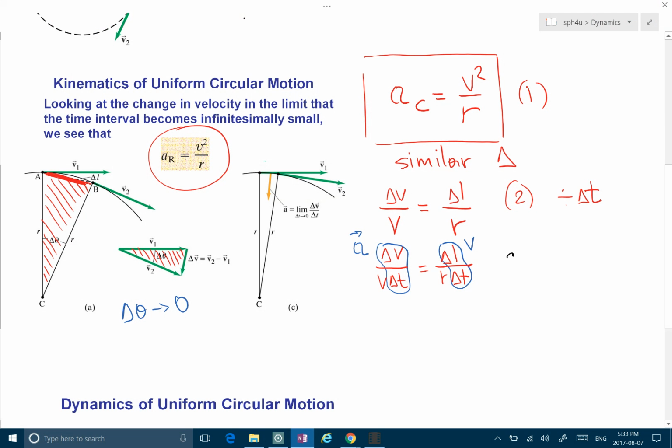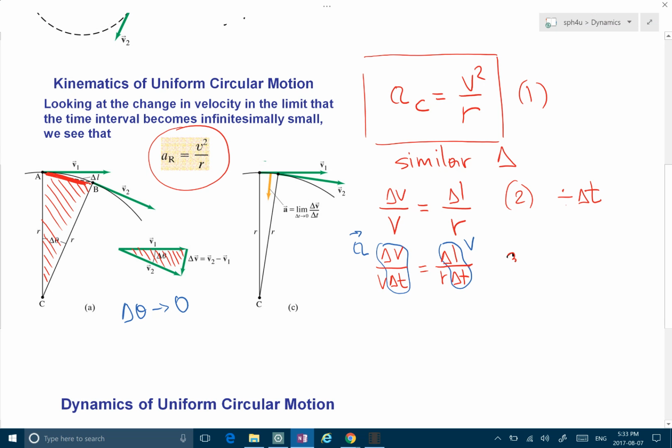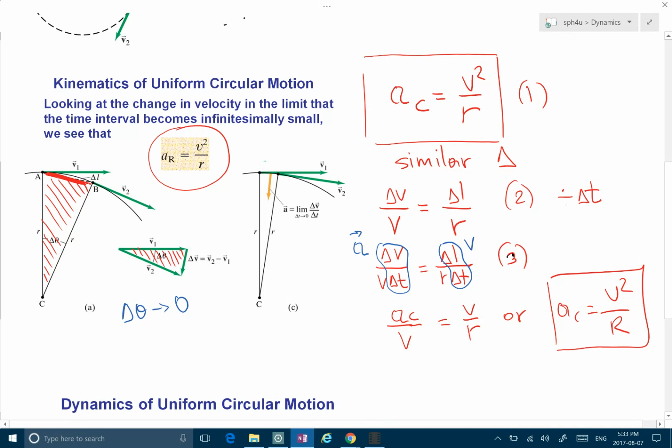So once we've done that, sorry, we're using red here. So once we've done that, this is 3, then we rearrange. Pretty much we have a over, and this is centripetal acceleration, what keeps an object in a circular motion. So a_c over v is equal to v over r, or a_c is v squared over r. So this is with regard to the magnitude.